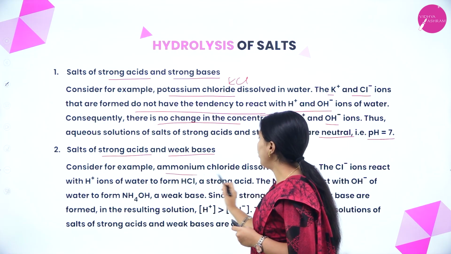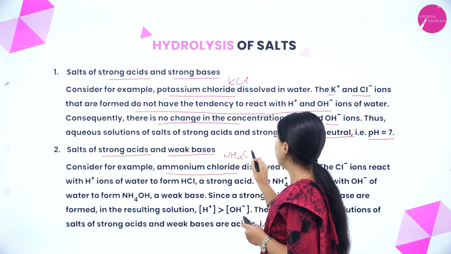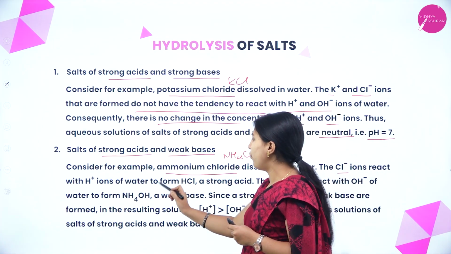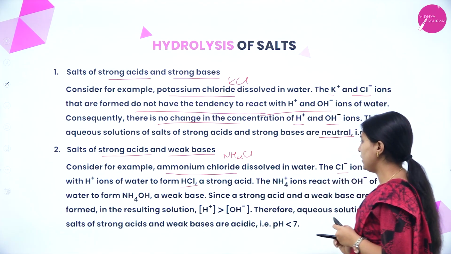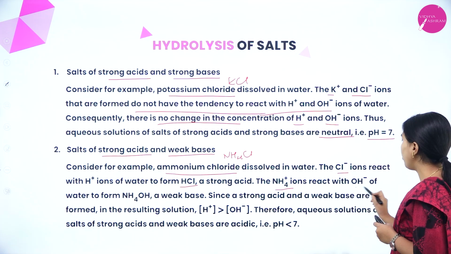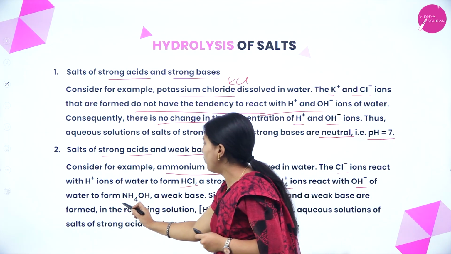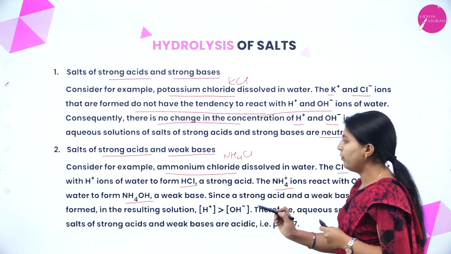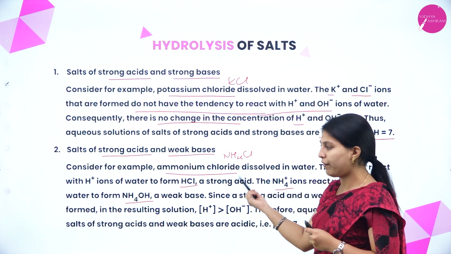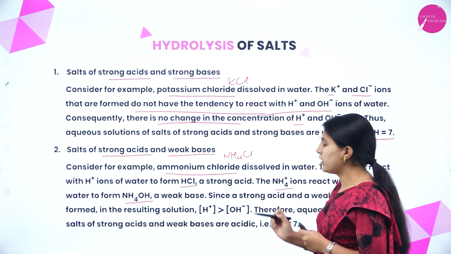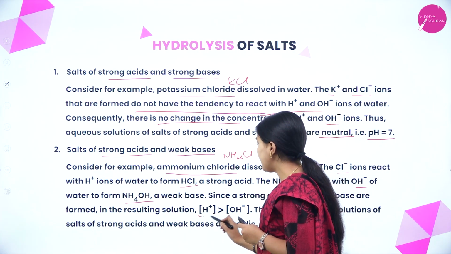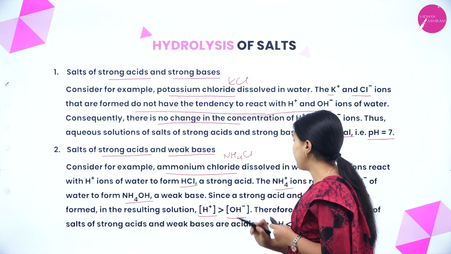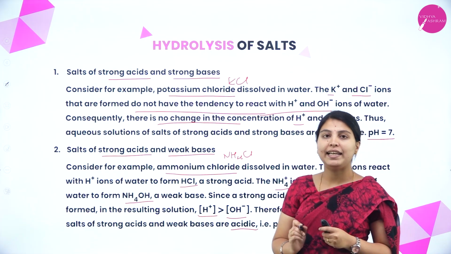Consider for example ammonium chloride, NH4Cl. Here Cl- ions react with H+ ions of water to form HCl, a strong acid. The NH4+ ions react with OH- of water to form ammonium hydroxide, which is a weak base. Since a strong acid and weak base are formed in the resulting solution, the concentration of H+ ions will be greater than the concentration of OH- ions, because acidity is more than basicity. Therefore, aqueous solutions of a strong acid and weak base are acidic, that is pH is less than 7.